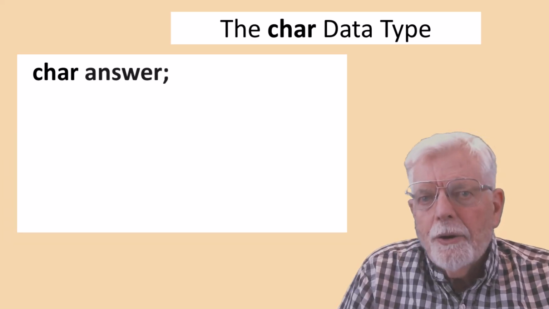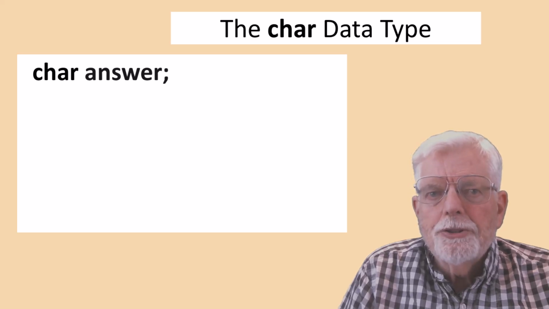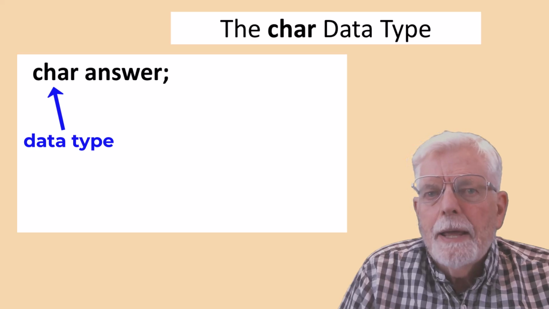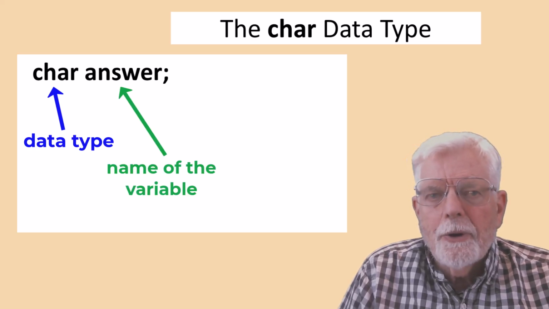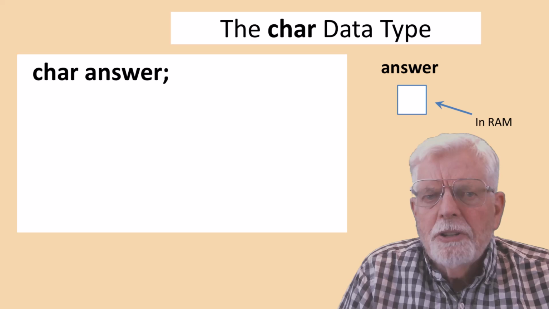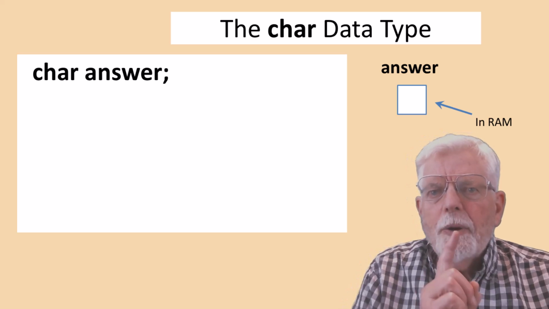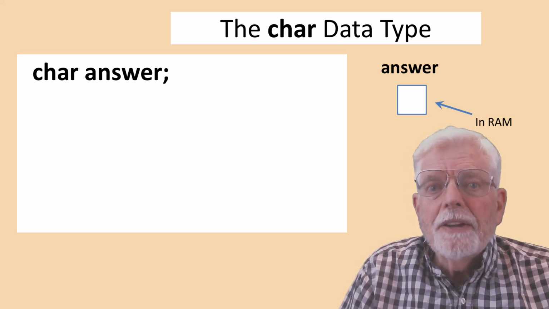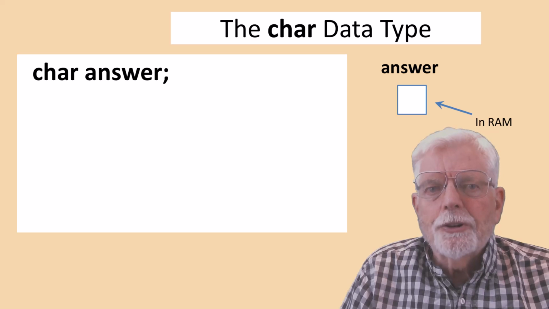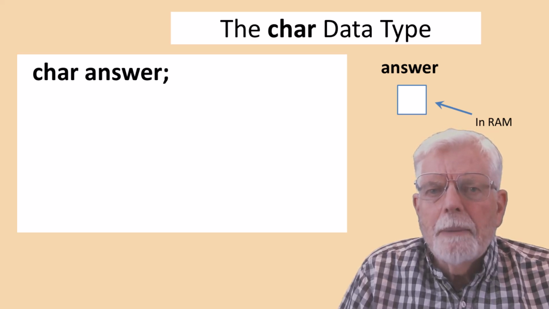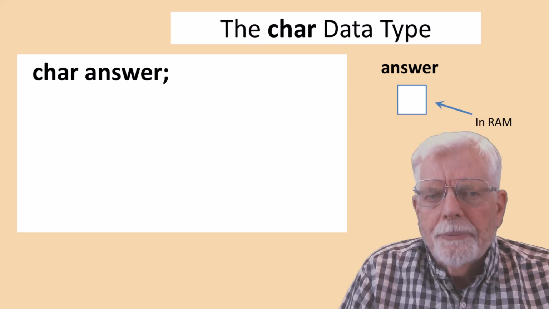To declare a character data type named answer: char answer; where char is the data type and answer is the name of the variable. By using char answer;, Java sets aside enough memory space in RAM to hold one character and gives this space in memory the name answer, so that this space in memory can be referenced by the name answer while the program is running.